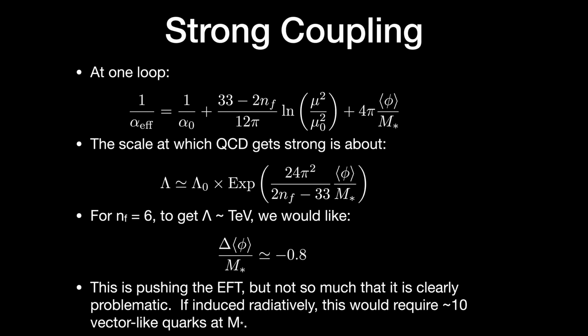It is true, though, that it's a fairly large ratio. If it was induced radiatively, it would require about 10 vector-like quarks at a mass of m star. So that tells you that m star could definitely not be too low, or you would start to see these things at the LHC. You'd probably need m star to be at least a couple TeV or so in order to avoid LHC bounds.